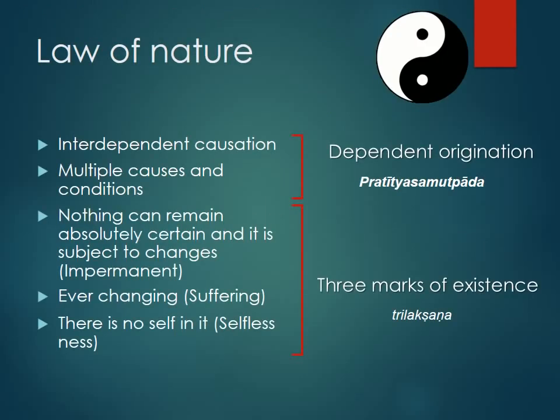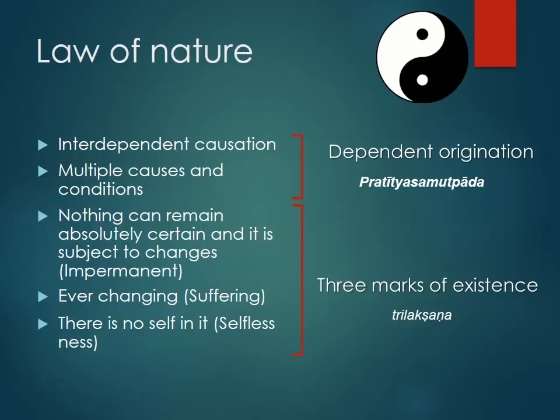Now, to be able to solve problems generally and globally for this universe, we have to understand how the universe works, and it works through the law of nature. So in this law of nature, I would like to introduce you to the Buddha's teaching called dependent origination. There are a lot of details in this, but the main conclusion is that everything is interdependent. So, interdependent causation: there are multiple causes and conditions for how things can occur. It doesn't occur by chance or randomly.